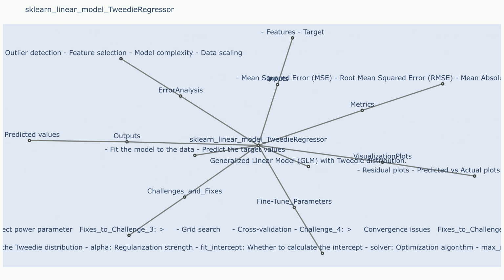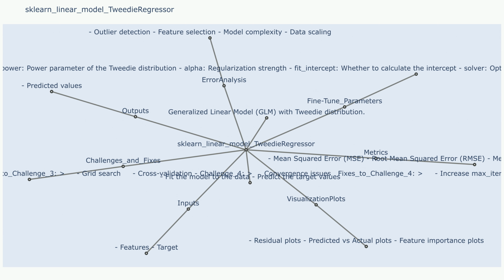Predictions, a one-dimensional array containing the predicted values for the response variable based on the fitted model. These predictions can be used for various purposes, such as forecasting or classification.